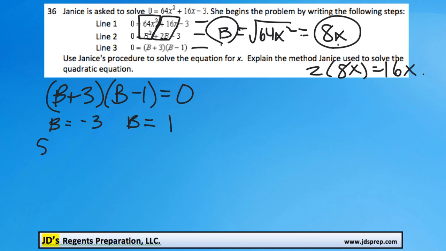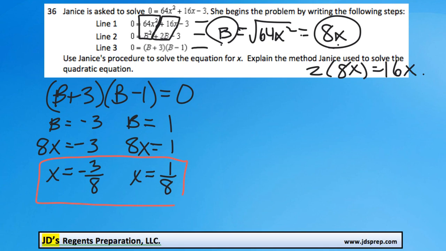Back down here, I'm going to replace b with 8x in both situations. And now we can solve for x. On the left-hand side here, we get x equals negative 3 over 8. And on this one, we'll get x is equal to 1/8. So that's the end of the first problem. We have solved the equation for x.